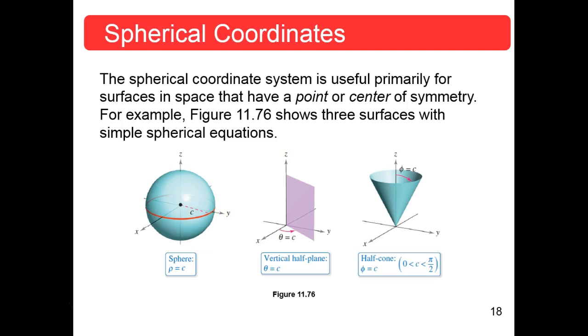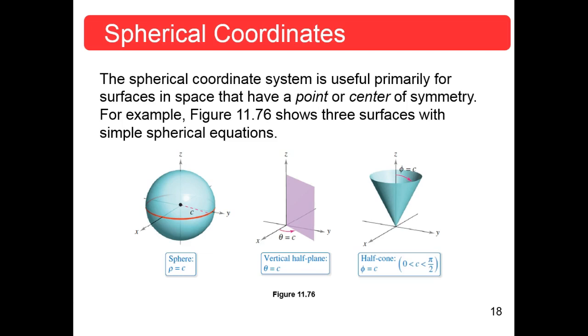Some of the things that will work really well in spherical coordinates are, of course, spheres. They work incredibly well because rho is equal to some constant, and that makes the sphere. A vertical half plane, we can't do the whole plane now, but the half plane is theta equal to C, just like the whole plane was in cylindrical coordinates, as long as it passes through the z-axis.